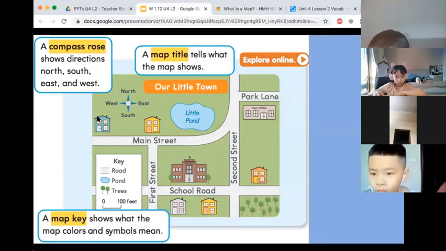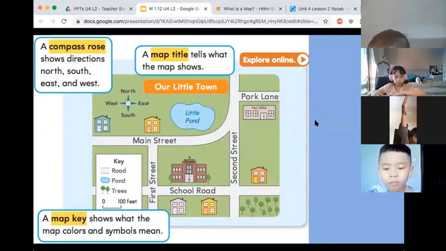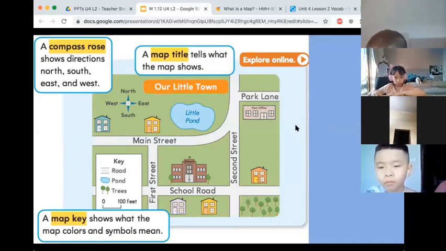Okay, and the next one. Map key. Map key. Who hasn't spoken yet today? Tang An, can you please read what the map key is? A map key tells what the map colors and symbols mean. Very good. We learned the word symbols.